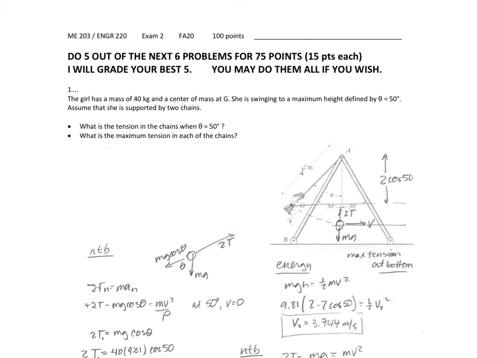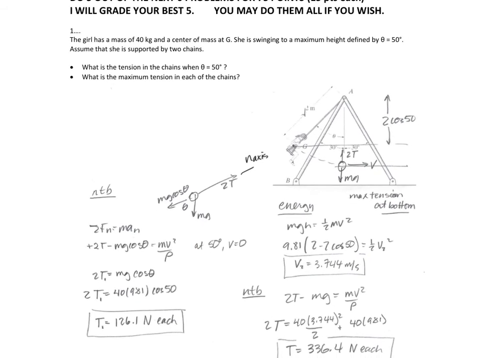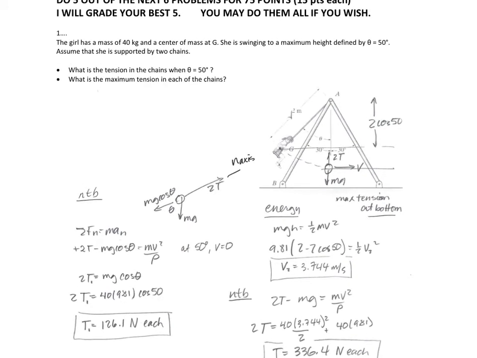This is the n-axis. Should label that. This is the n-axis. mg is going down. mg cosine theta looks like that way. Sum of the forces normal is mass times acceleration normal, which is mv squared over rho. However, v is equal to 0. And you solve that for 126 newtons each.